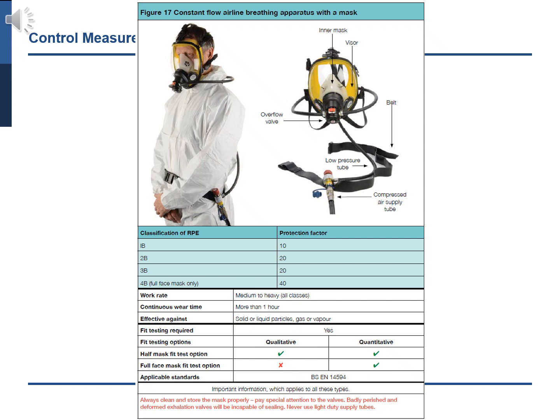Constant flow airline breathing apparatus, usage guidelines. Classification and protection factor. 1B, protection factor of 20. 2A, protection factor of 20. 3B, protection factor of 40. 4B, full face mask protection factor of 40.